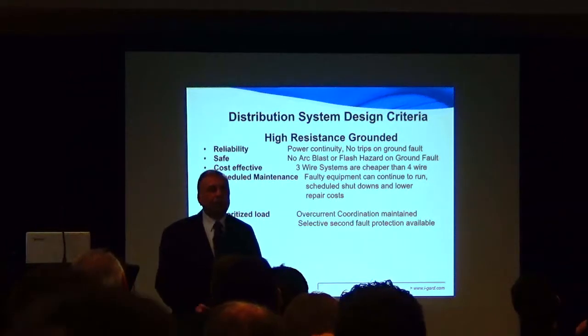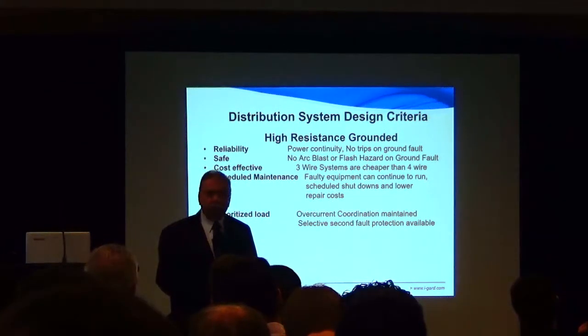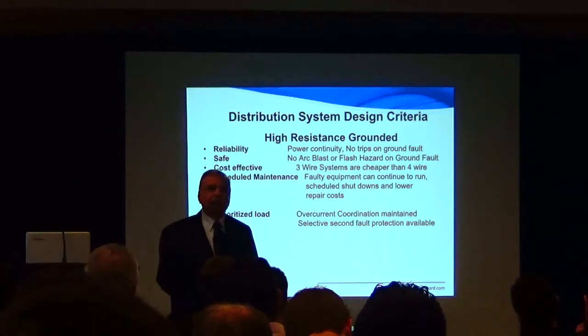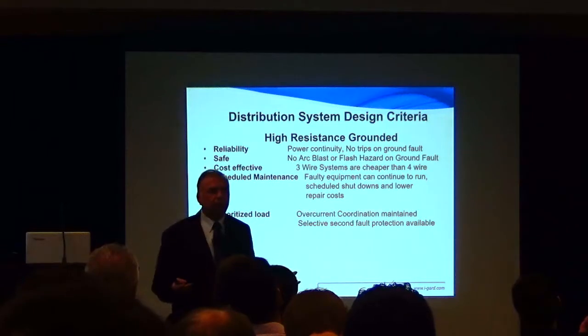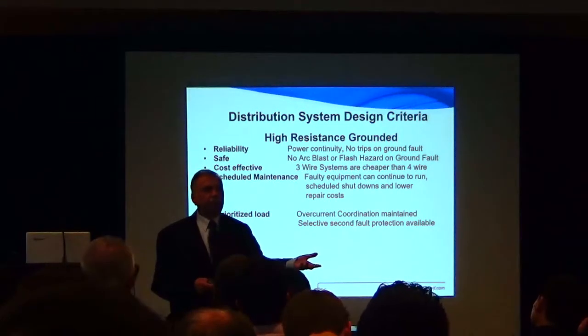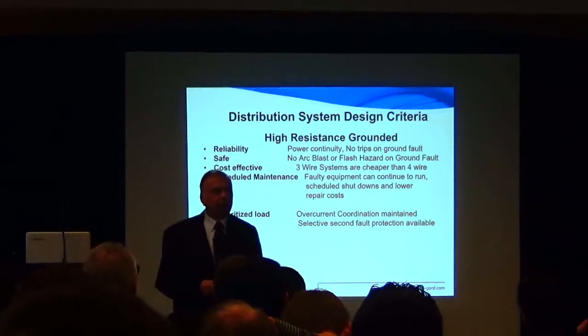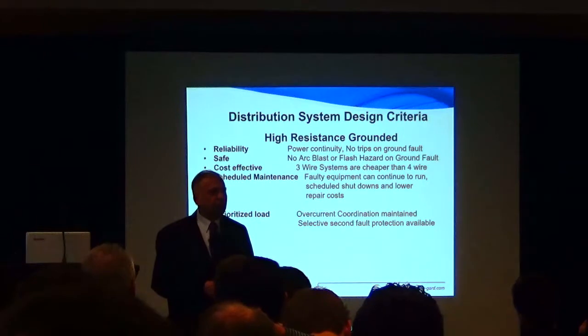So there was a job we did in the US. This was a bottling plant. The consultant had specified a 3000 amperes, 480 volt, conventional, solidly grounded service. So the contractor bid to the spec, and then he offered an alternate. And his alternate was cheaper by $150,000.